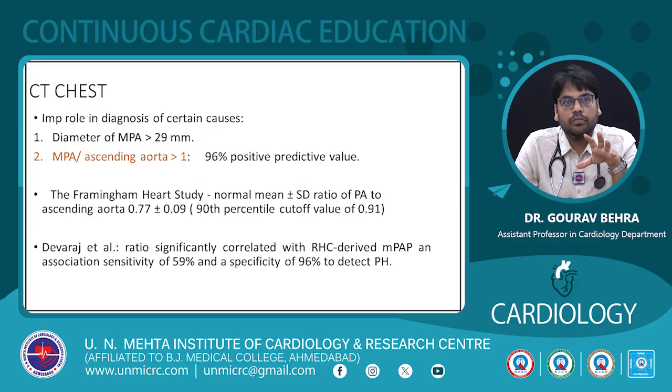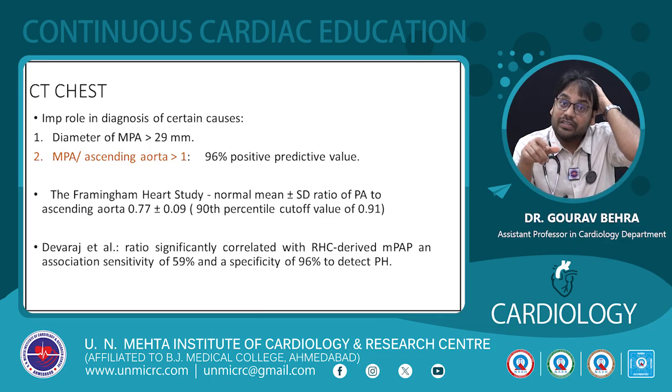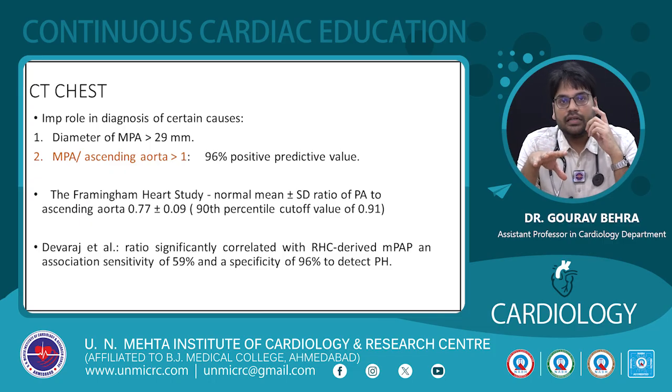CT can also be performed, which will give you certain causes. The most important is dilatation of the main pulmonary artery, roughly more than 29 millimeter. The second is the ascending aorta. When you take a cross section and divide the diameter of the main pulmonary artery by the ascending aorta, a ratio of more than 1 is a soft marker that the pulmonary artery is enlarged, or that there are changes of pulmonary arterial hypertension. This is seen in the Framingham heart study. The normal mean PA to ascending aorta ratio is 0.7, but if it is more than 1, it has a high positive predictive value.